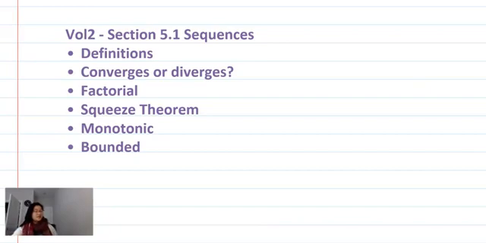Alright, so we are looking at sequences, and this is not the last unit, but it's the big last main thing, because after this we're also going to look at doing all the calculus in different coordinate systems, which will be fun. Yeah, so sequences. We're looking at some definitions, we're going to ask the question, does this converge or diverge? And then we're going to look at factorial, which is very exciting. And then we'll talk about the squeeze theorem, monotonicity, and boundedness, and then what that implies.